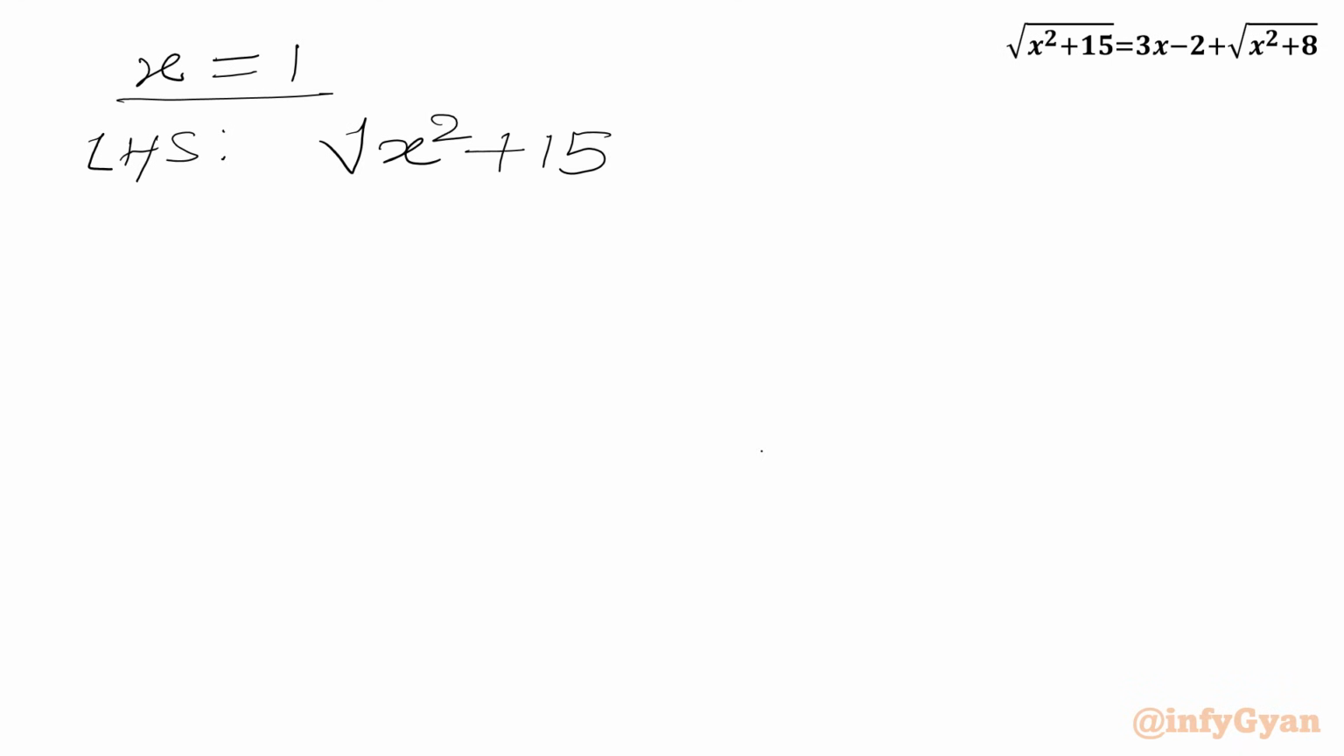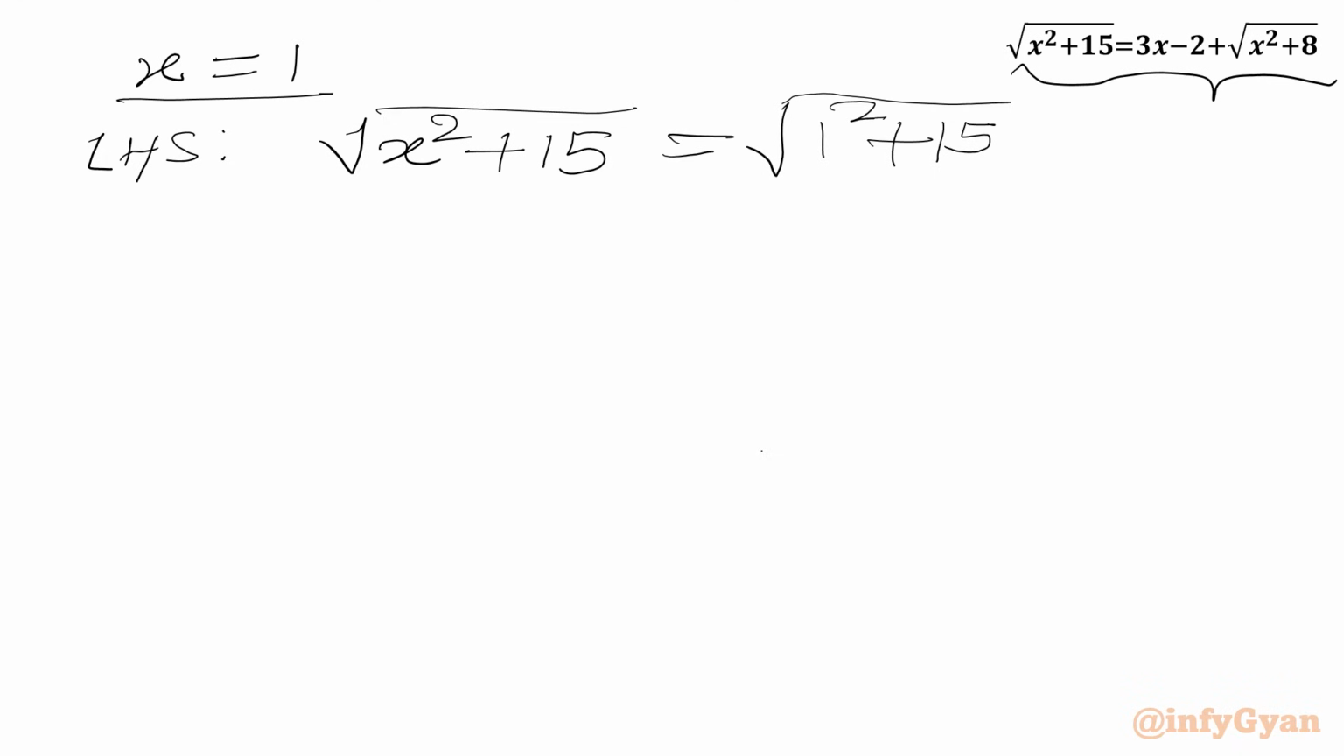We will use the hit and trial method. So we can check the first natural number after our domain x greater than 2 over 3. I will check our equation at x equal to 1. So we'll find our LHS first, which is square root of x square plus 15, equal to square root of 1 square plus 15. 1 square is 1, plus 15 is 16. So our LHS is 4.